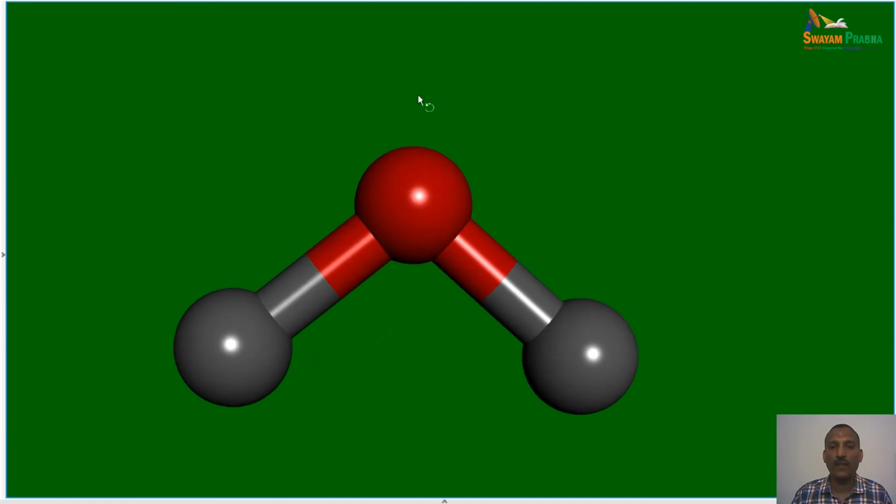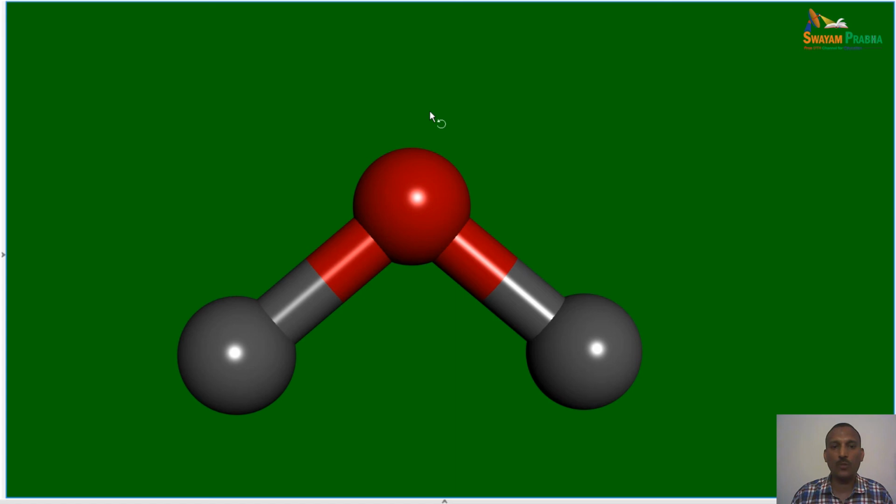One is cutting the molecule into two pieces, which is perpendicular to the plane of the molecule. Another one is cutting along the plane of the molecule. So we have both sigma V planes and sigma H plane in the case of water molecule.